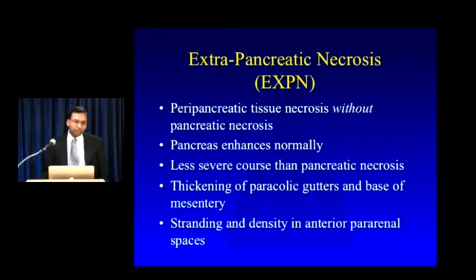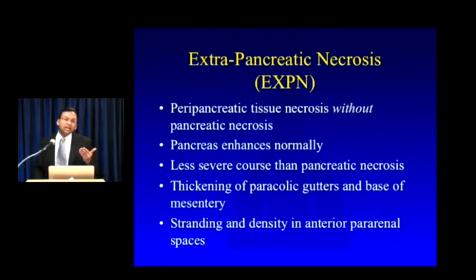There's pancreatic necrosis, which really means you have parenchymal necrosis or non-enhancement and carries with it the implication that you're at significant risk for morbidity and mortality. And then there's extrapancreatic necrosis, which is quite distinct. This implies nothing about the pancreatic parenchyma itself, but rather is a term used to describe the leakage of pancreatic enzymes into the peripancreatic fat with subsequent peripancreatic fat necrosis.